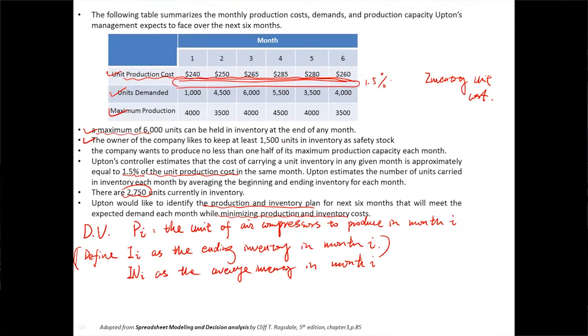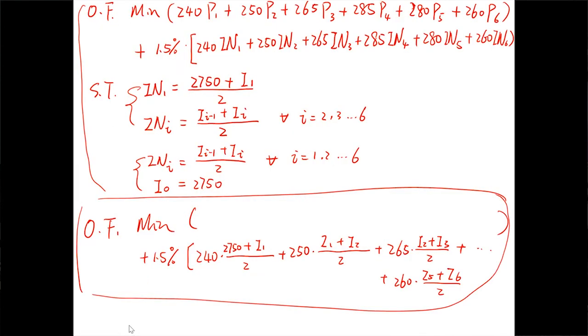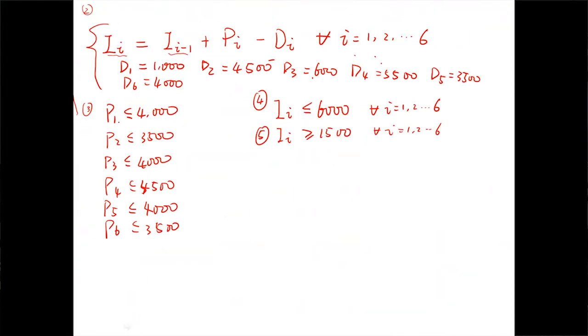Now the next constraint: the company wants to produce no less than 1/2 of its maximum production capacity each month. Just now we took care of the constraint that you don't produce more than these ones. And here they want to produce no less than 1/2 of those ones. So for all the P's, we have another side to write. That's 1/2 of all of these ones, I'm just going to add on this side. 2,000.